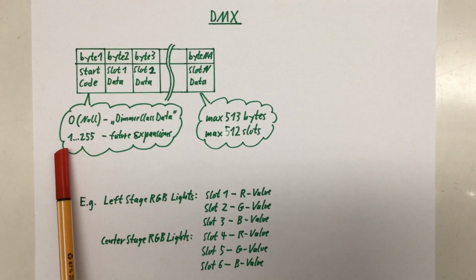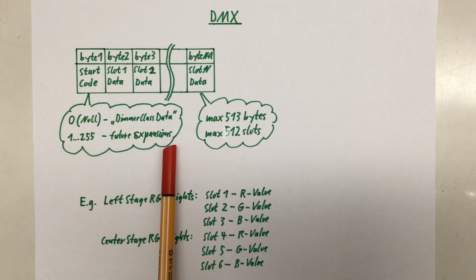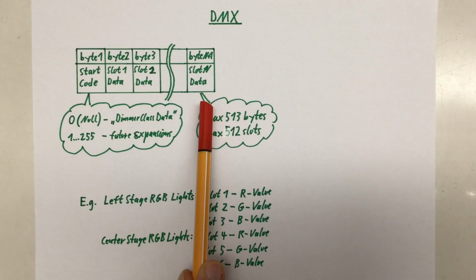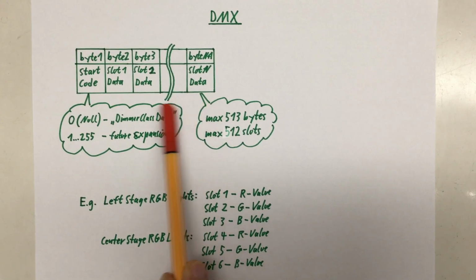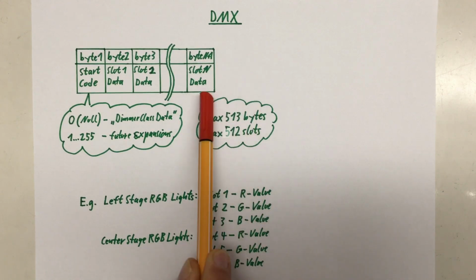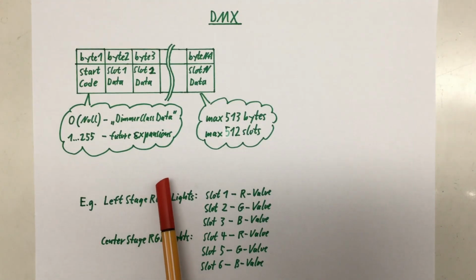The start codes 1 to 255 are reserved for future expansions. There is no slave address contained in that package. It's always addressed to all slaves. And by the way, we also don't have a checksum or something. So, how does that work?